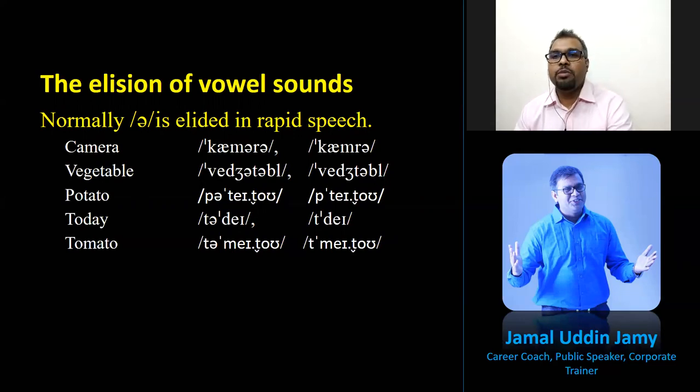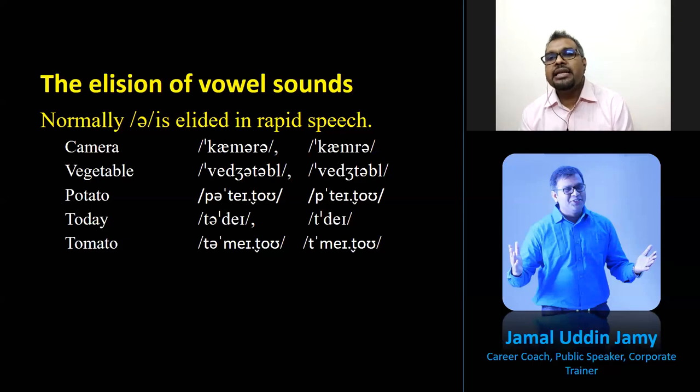Vegetable. The right pronunciation after the elision occurs will be vegetable. Potato: after the schwa is elided, the pronunciation will be potato. Today: after the t sound the schwa is elided, so today. In rapid speech, the pronunciation will be today, tomato. So schwa will be elided after the t sound.